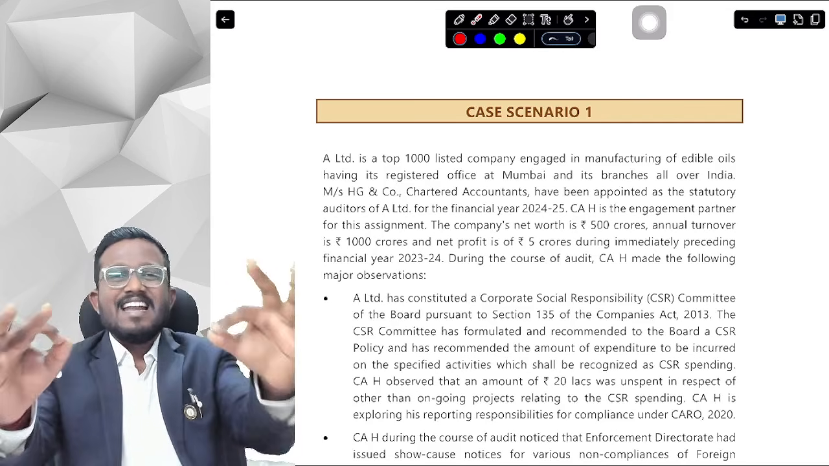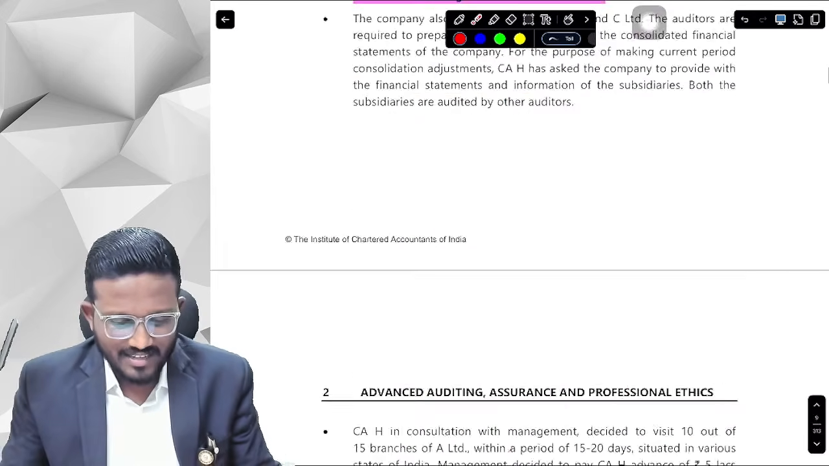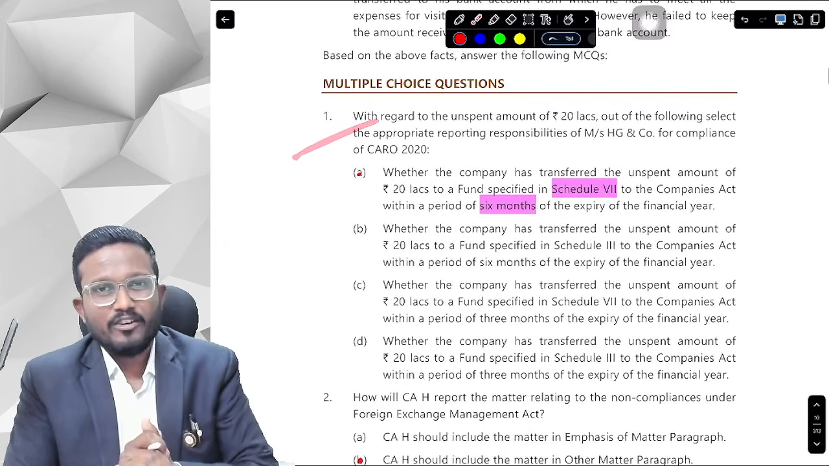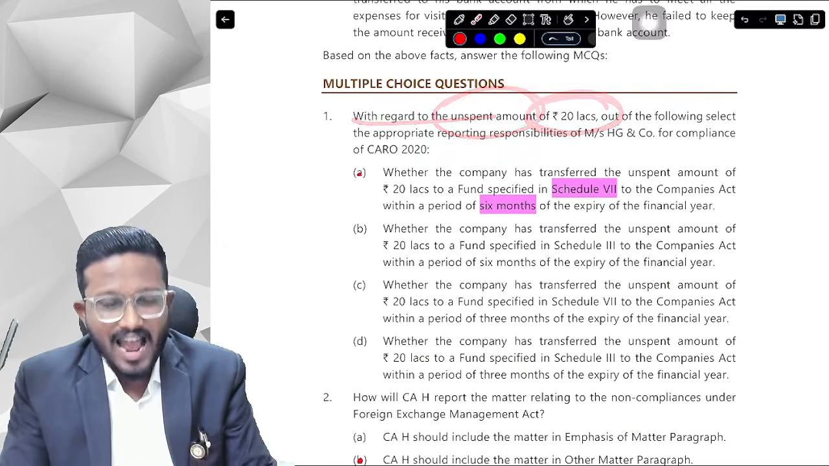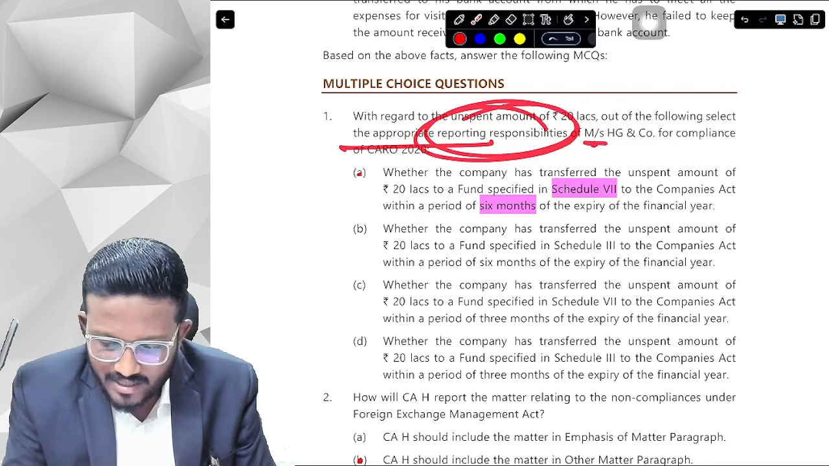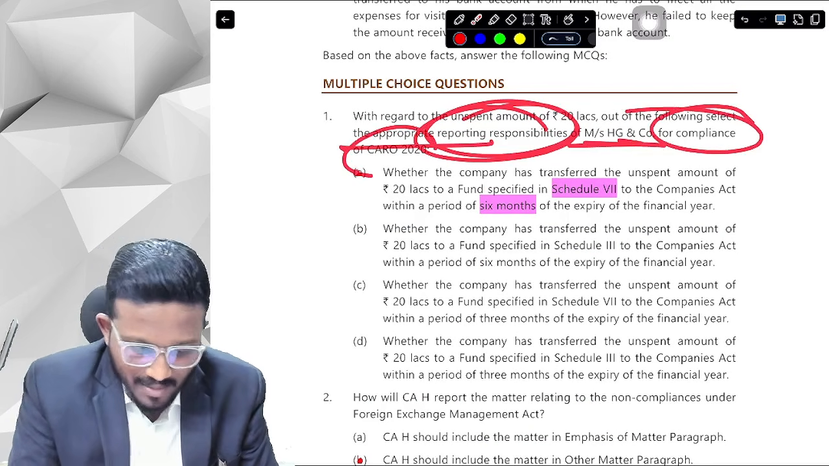Okay, yes sir. Now let's start with case scenario 1. What does case scenario 1 say, sir? Let's do the first MCQ. It says that there is an unspent amount of 20 lakh, and out of the appropriate reporting responsibilities of Messrs. HG and Company for compliance of CARO 2020.